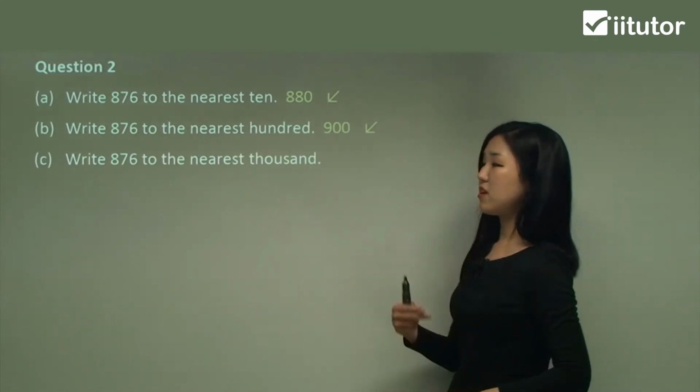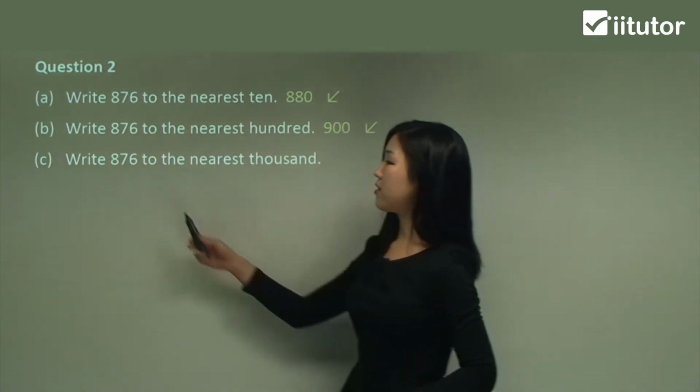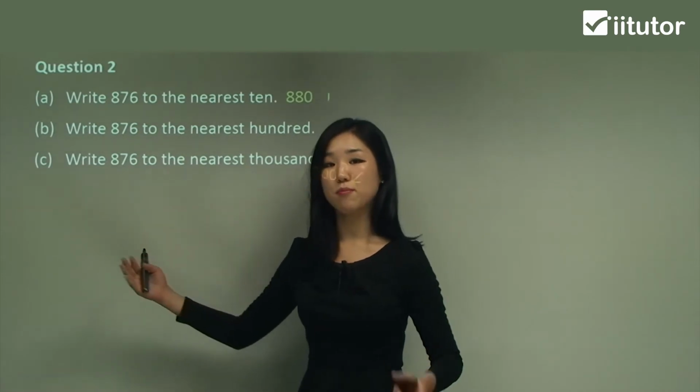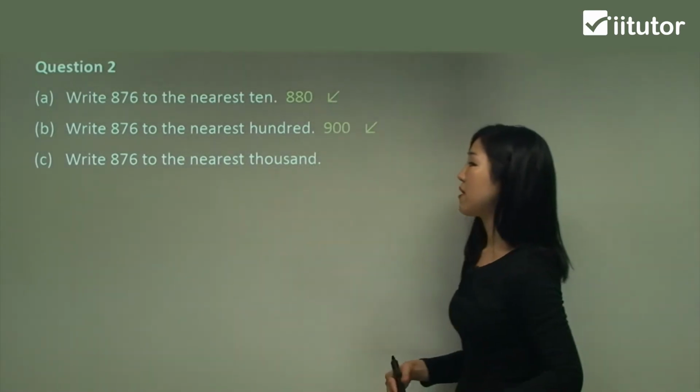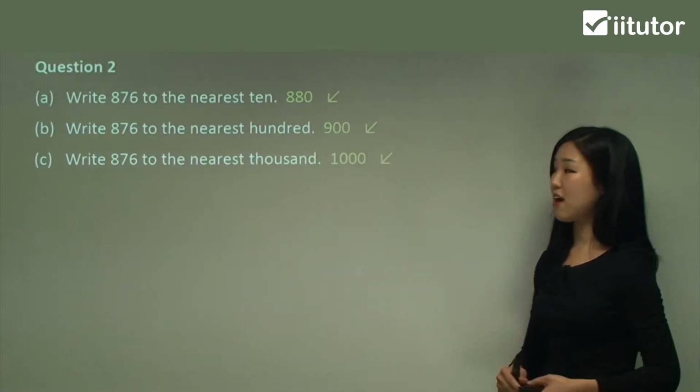And the same number to the nearest 1,000. Well, is it closer to 0 or 1,000? Because that's what it's between. It must be 1,000. So its nearest 1,000 is 1,000.